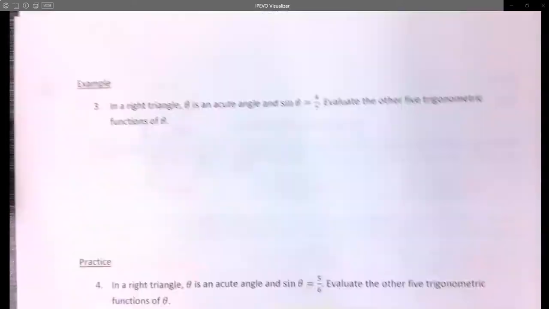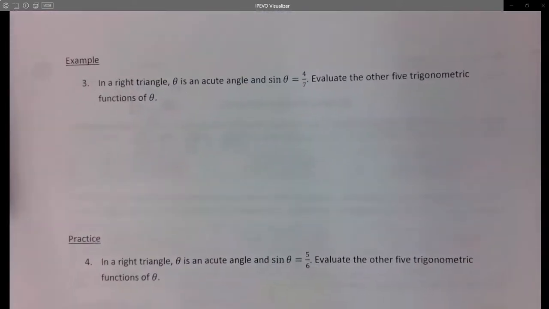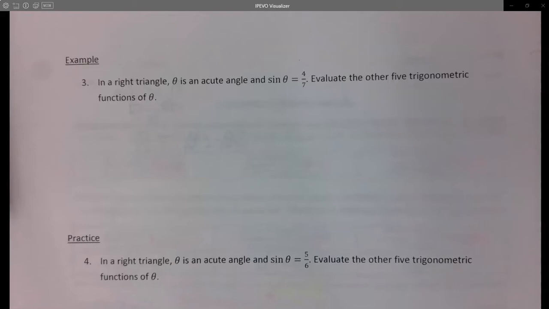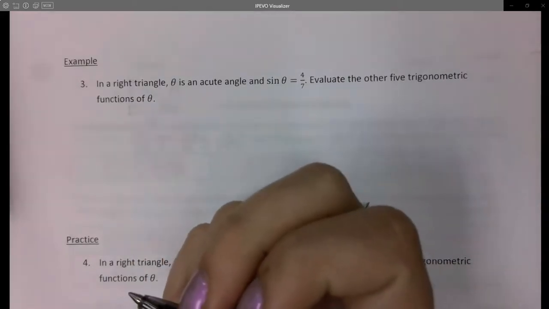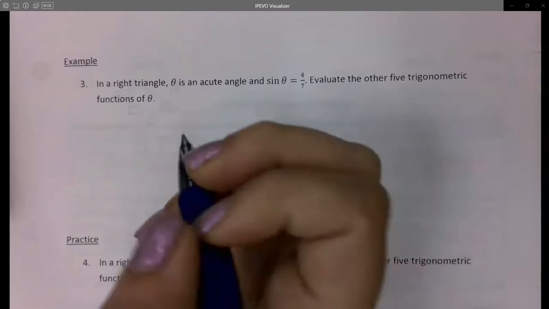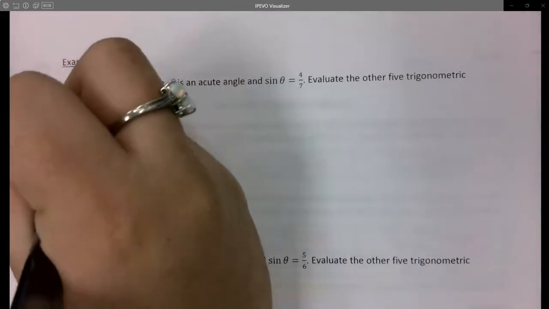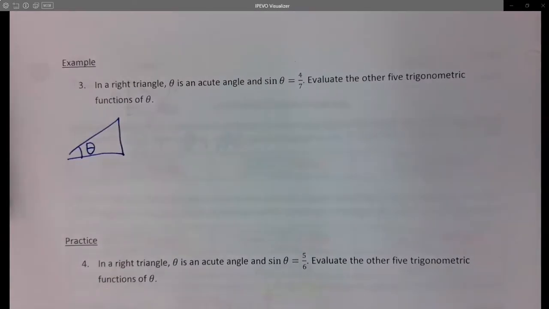Moving on to the back. This one tells me in a right triangle that theta is an acute angle and gives me one of the trig values. Then it wants me to find the other 5 trig functions. So what I want to do for these ones is I want to start off by drawing a triangle. And I'm going to label my reference angle.